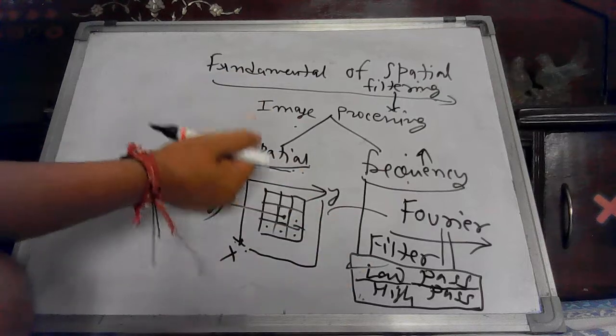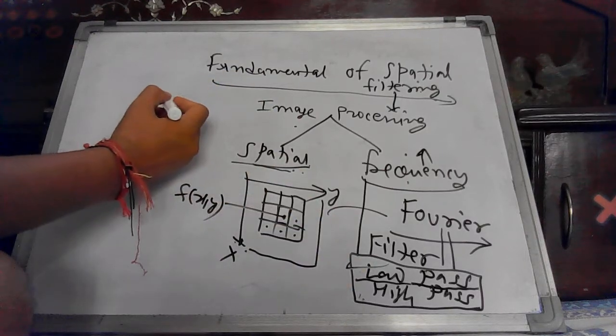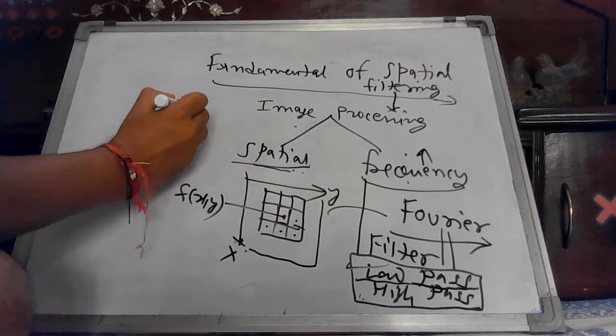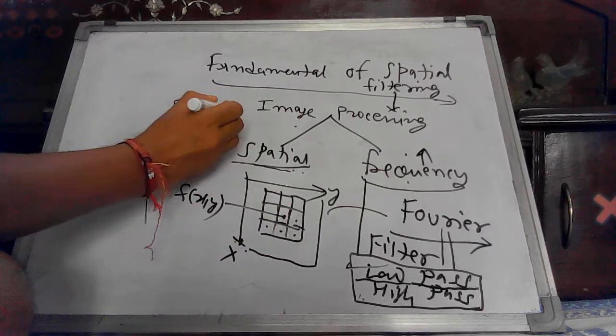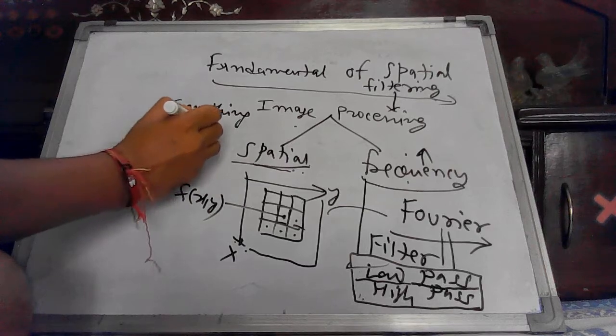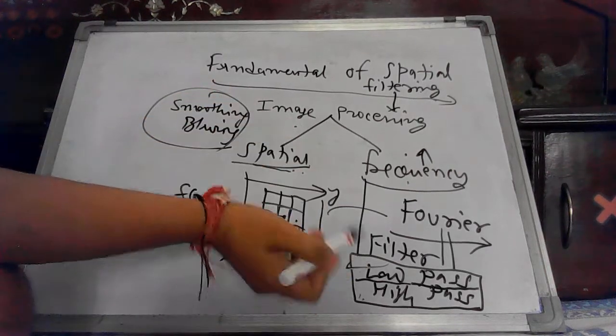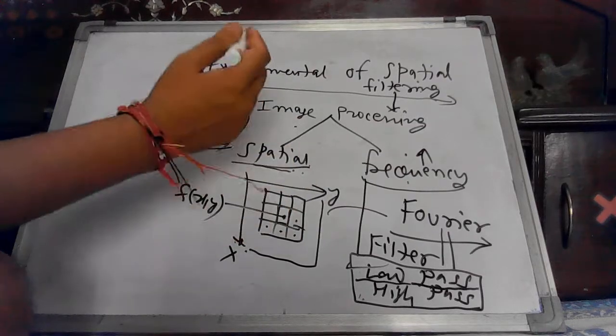Depending on the purpose for which you are processing your image, you use either a low pass filter or a high pass filter. If I use a low pass filter, which only allows low frequency components, it may be used for smoothing of our image, or it may be for blurring purposes. That is a very simple phenomenon, where you are simply using low pass filtering. So that is one way.